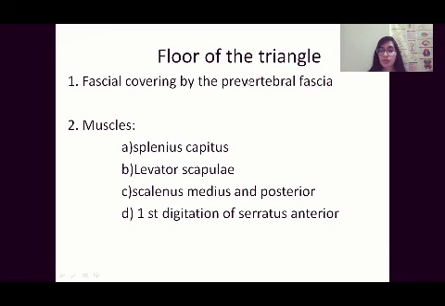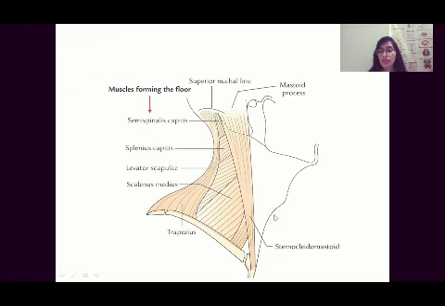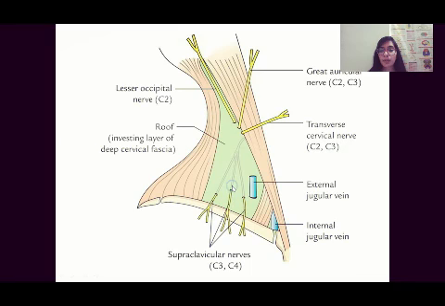So the prevertebral fascia, whichever fascia is covering, that, and also there are four muscles which form the floor of the posterior triangle: splenius capitis, levator scapulae, scalenus medius and posterior, and the first digitation of serratus anterior. You can remember this by S square L1: splenius capitis, scalenus medius and posterior, levator scapulae and first digitation of serratus anterior. So you can see here, this is semispinalis capitis, this is splenius capitis, this is levator scapulae and scalenus medius, forming the floor of the posterior triangle from the superior nuchal line. Okay, so this is all about the part forming the floor of the triangle.